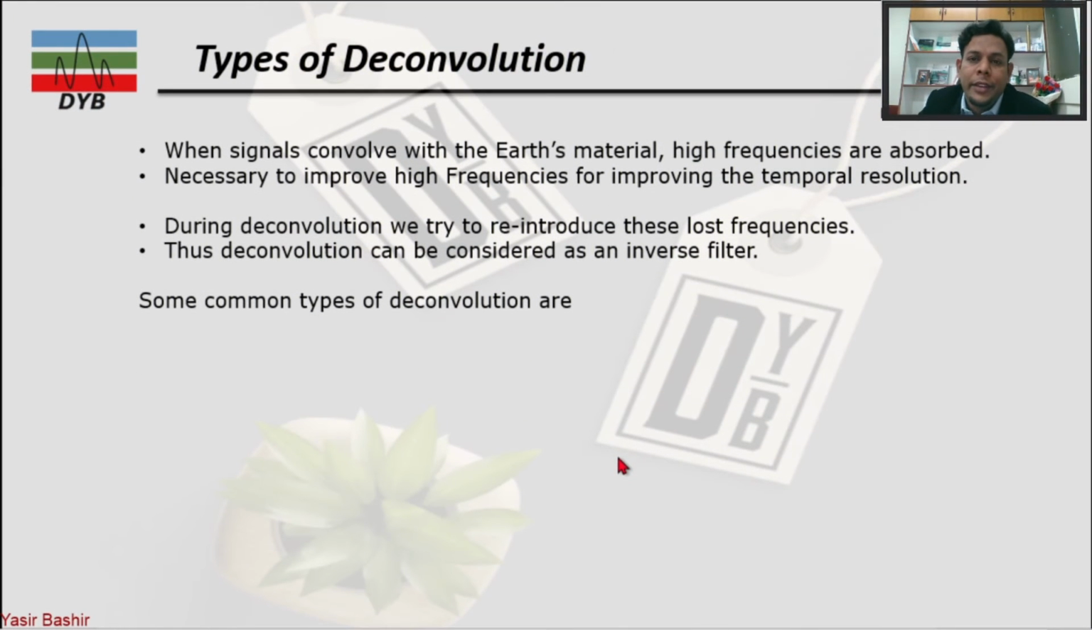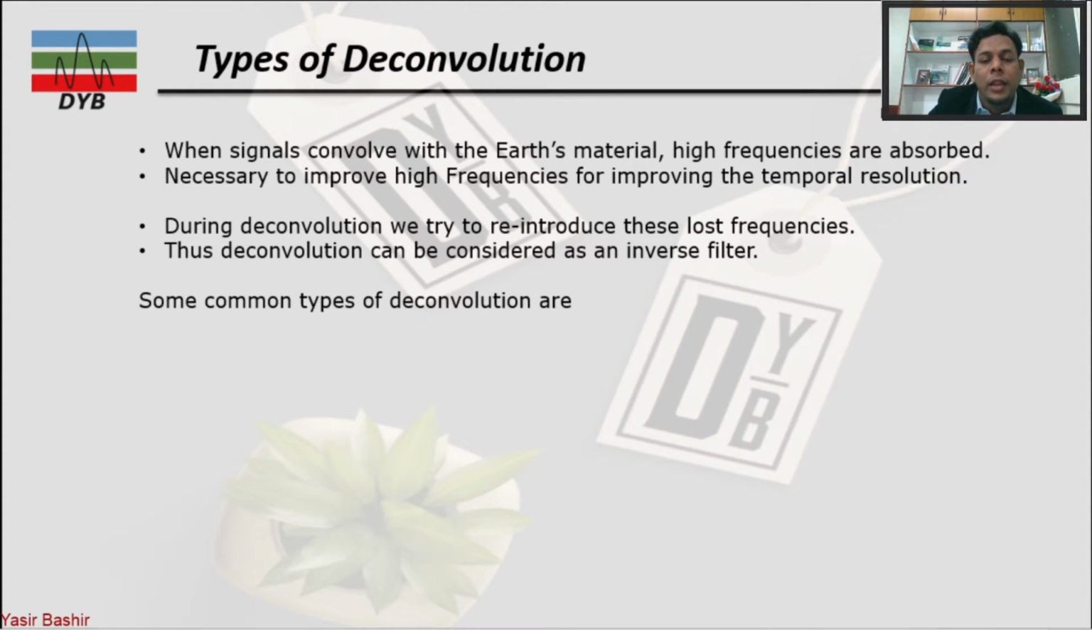Then there is the type of deconvolution. When the signal is convolved with the earth material, as I mentioned, the high frequencies are absorbed. It is necessary to improve this high frequency because we need high resolution of the subsurface data, especially the temporal resolution or the vertical resolution. So during deconvolution, we try to reintroduce this lost frequency. Thus, deconvolution can be considered as an inverse filter.